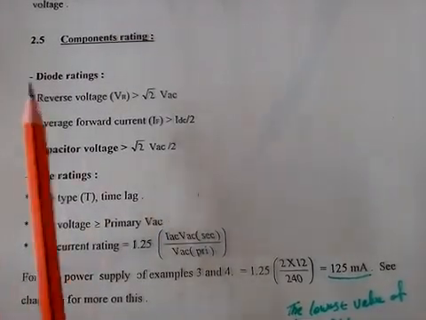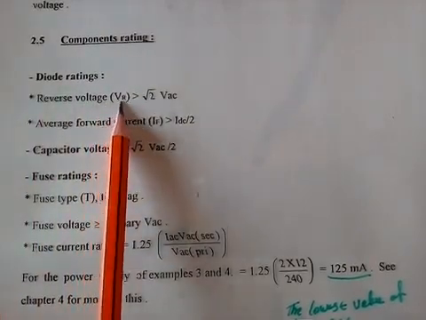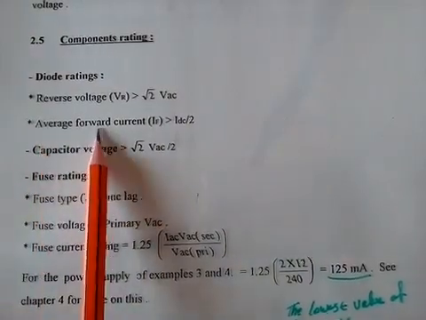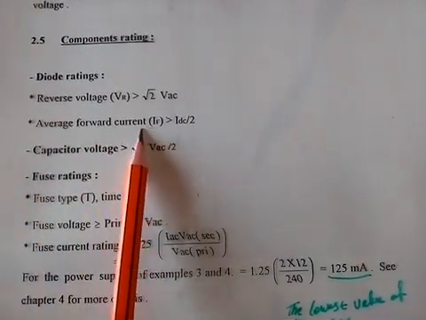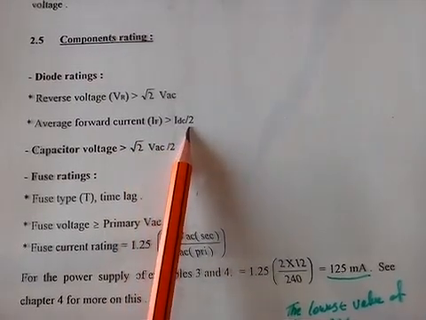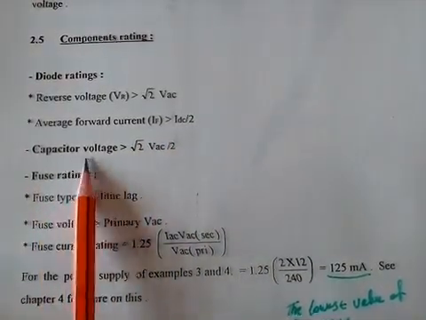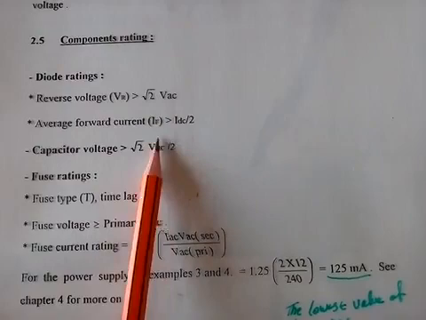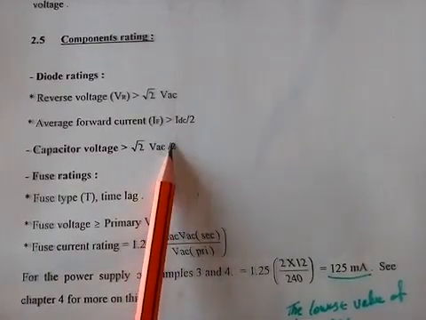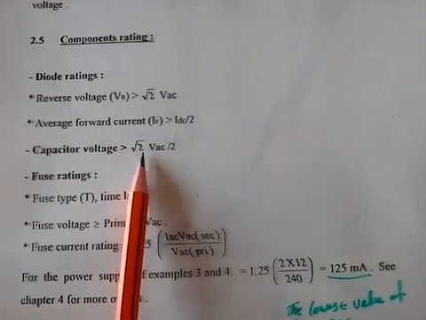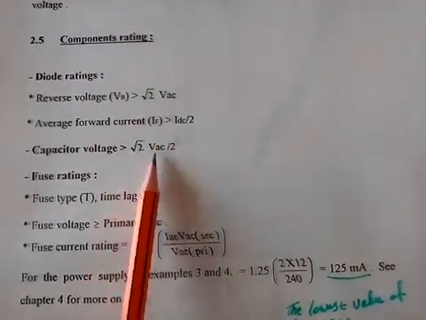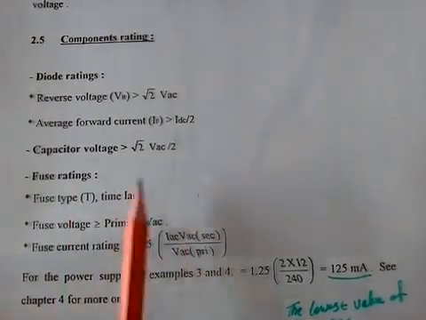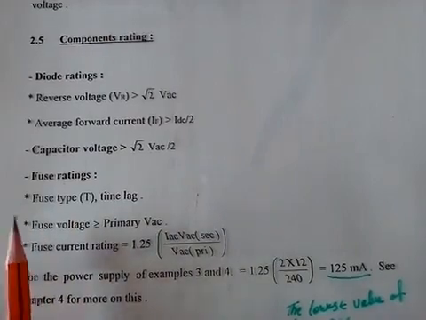Component ratings. The diode ratings: the reverse voltage must exceed the square root of 2 times VAC. The average forward current allowed for that diode, that's the minimum, must exceed IDC divided by 2. The capacitor voltage must exceed the square root of 2 multiplied by VAC over 2. So that's winding A, winding B of the secondary, multiplied by the square root of 2. So this is the peak actually. You're going to get diodes that go much higher than that for the same price, of course, not much cost.